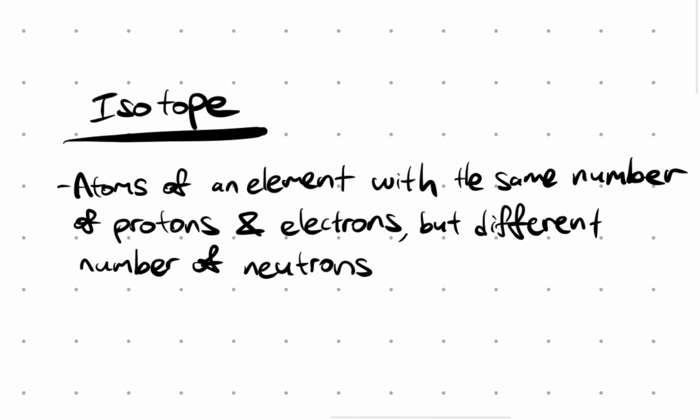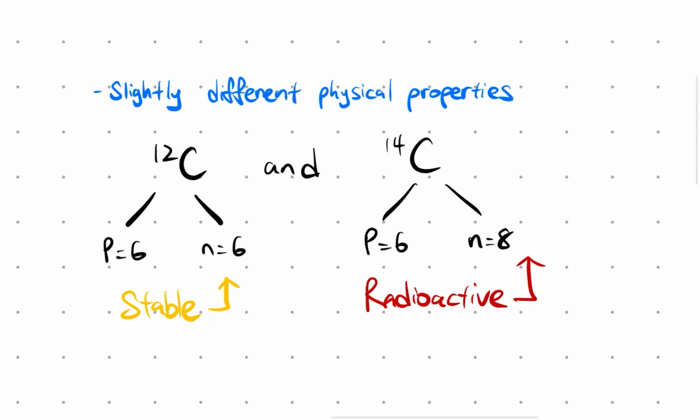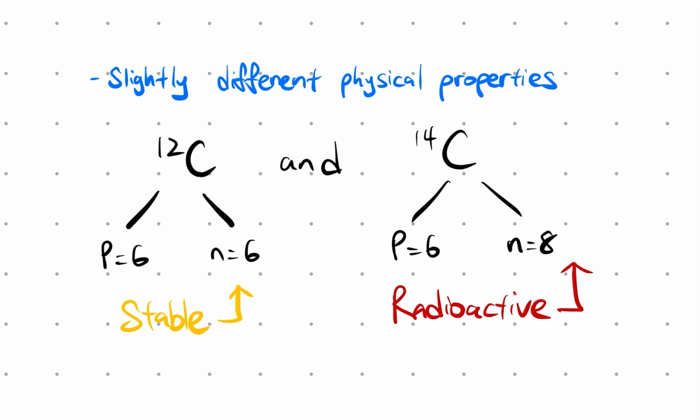So basically, isotopes are atoms of an element with the same number of protons and electrons, but different numbers of neutrons. Alright? So isotopes basically of the same element have slightly different physical properties from one another.